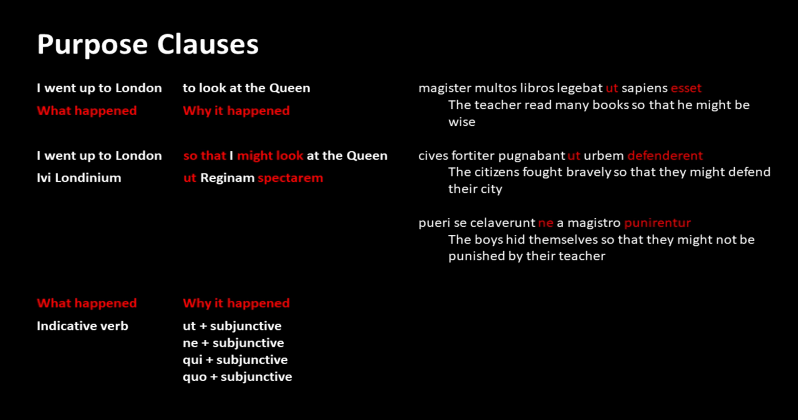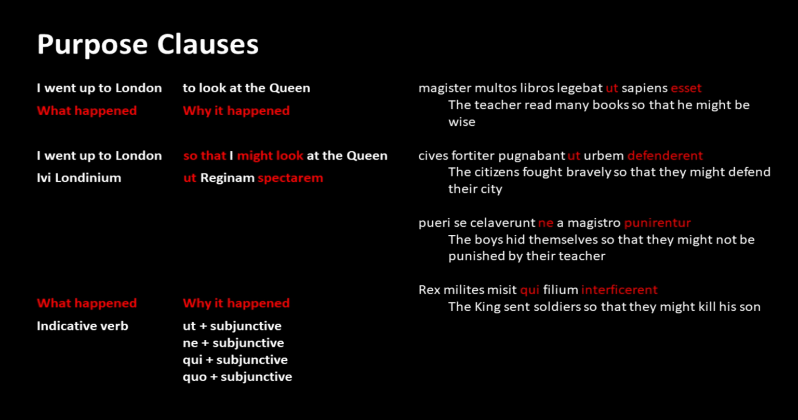Pueri se celaverunt, ne a magistro punirentur. The boys hid themselves so that they might not be punished by their teacher. There is the use of ne in a purpose clause. It expresses a negative. You don't use non, not non a magistro punirentur. You use ne.